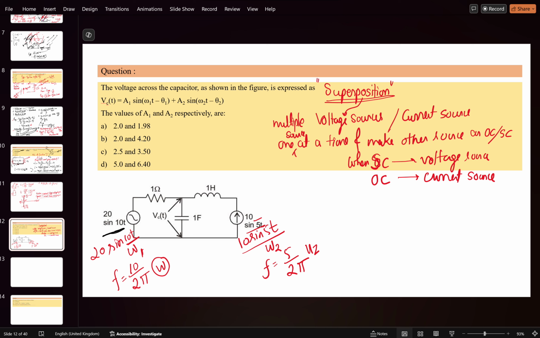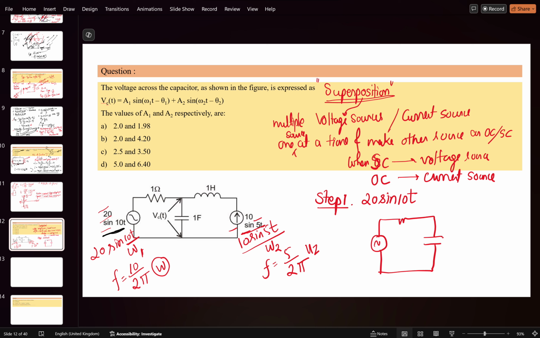This is the approach for solving this question. In step 1, I am considering only the voltage source in the circuit, 20 sine omega t. In this scenario, the 10 sine 5t current source becomes open circuit. The circuit will look like this. This is the 1 farad capacitor, and this branch is open circuit, so no current will flow there. And this is the VC1 of t.